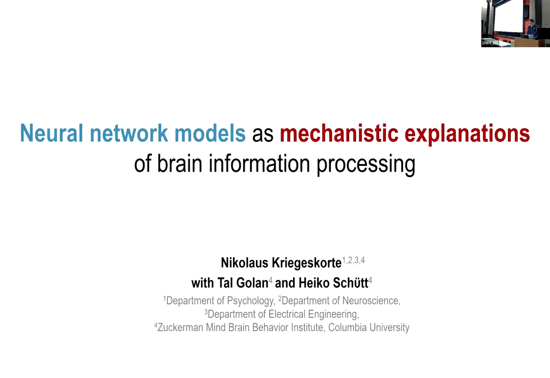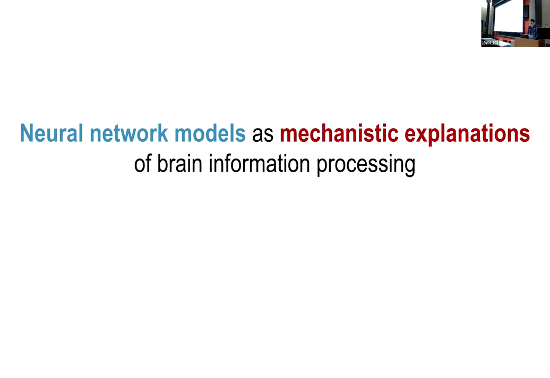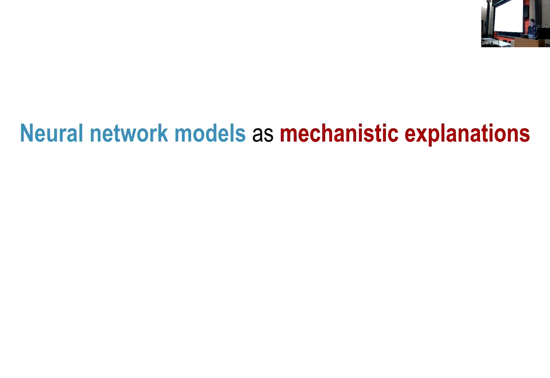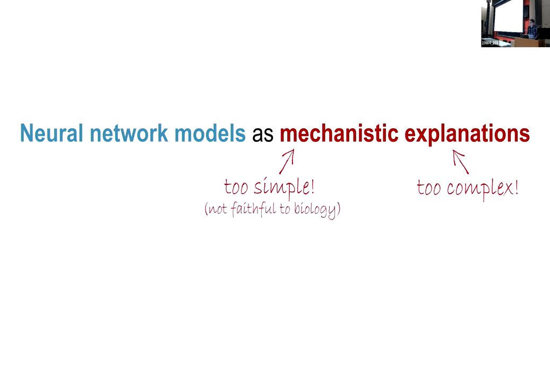So the hope, of course, is that neural network models can serve as mechanistic explanations at some point for brain information processing, but this is very controversial. And I think it's rightly controversial because it's not a foregone conclusion. There are three kinds of criticisms that I want to highlight. One is that these models are too simple. Another one is that these models are too complex. And in fact, you can argue that they're too simple in that they're not faithful to biology, and simultaneously too complex in that they're not intuitively explainable. So there's no contradiction here.